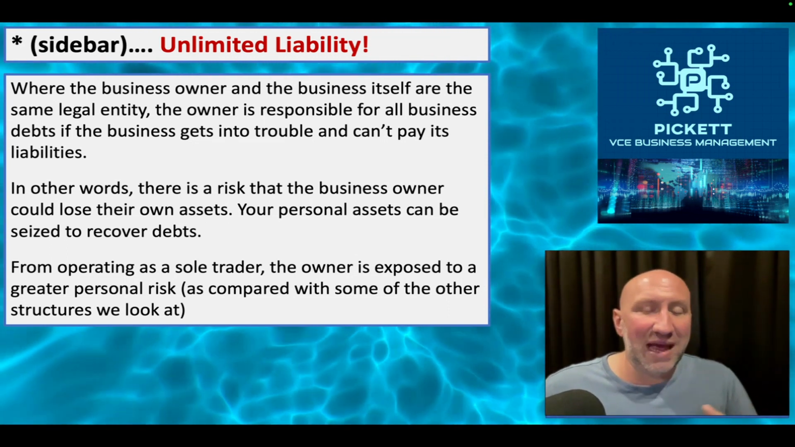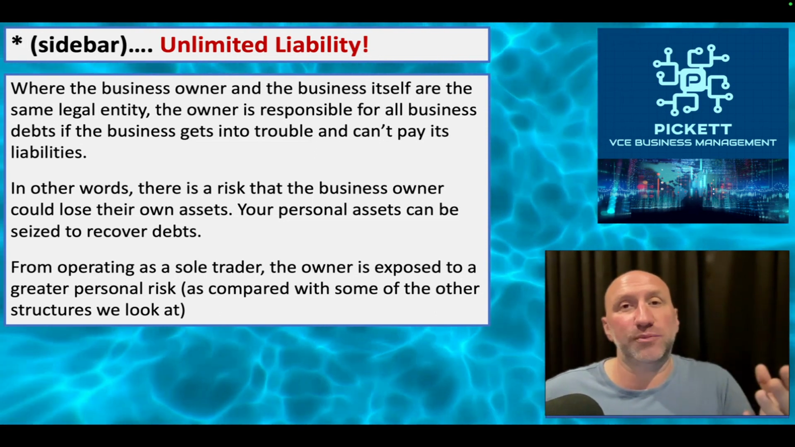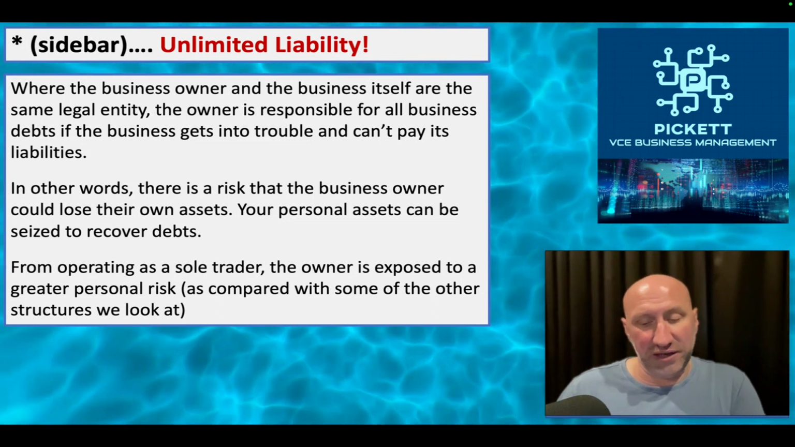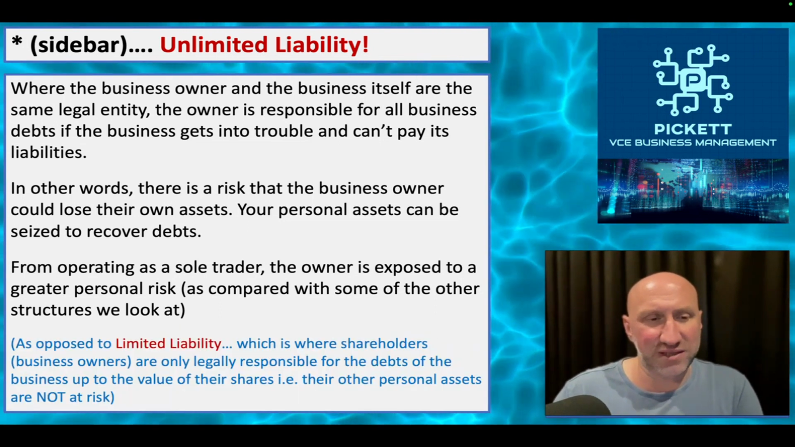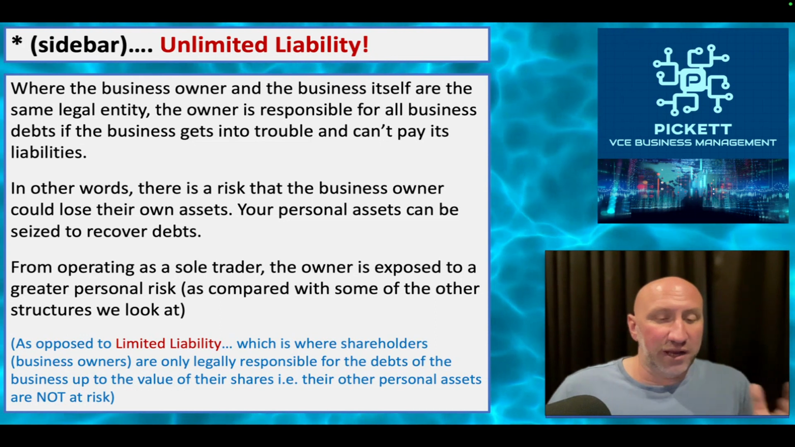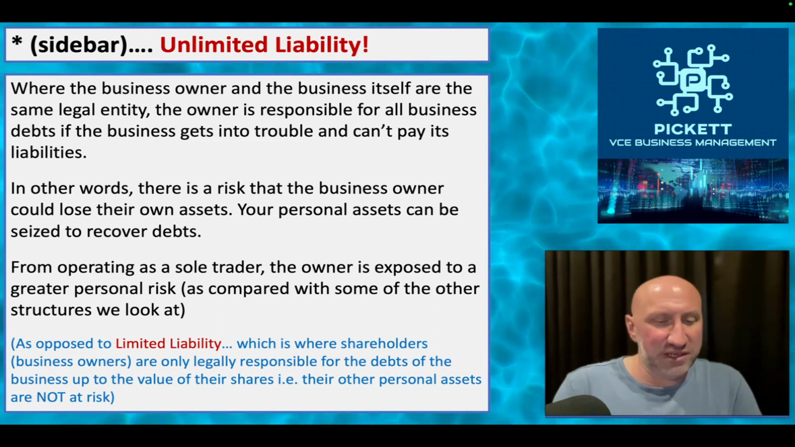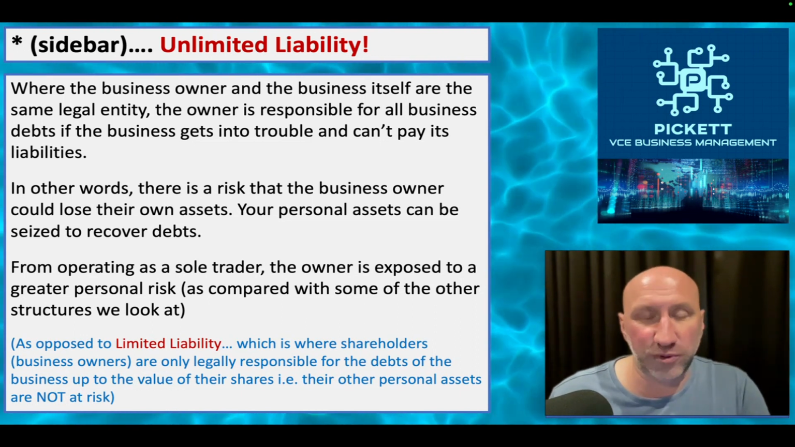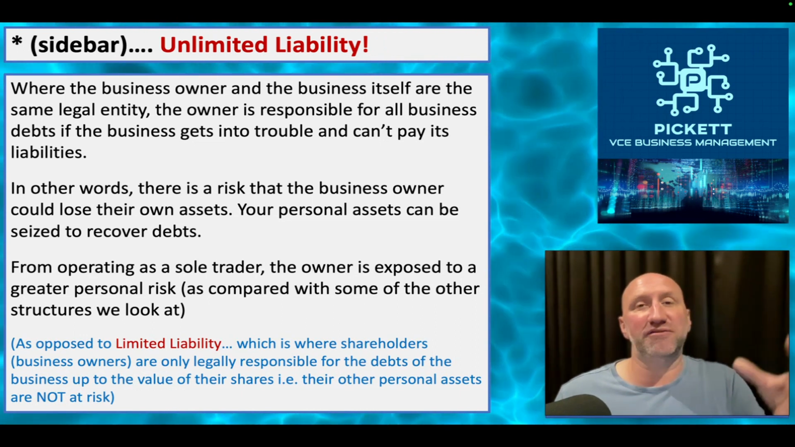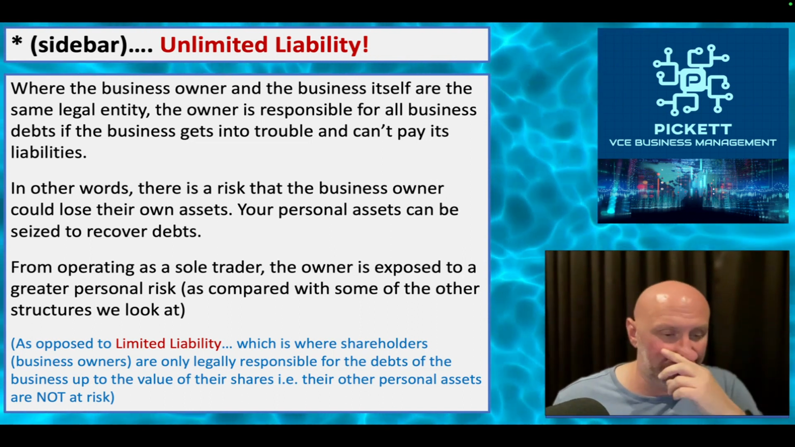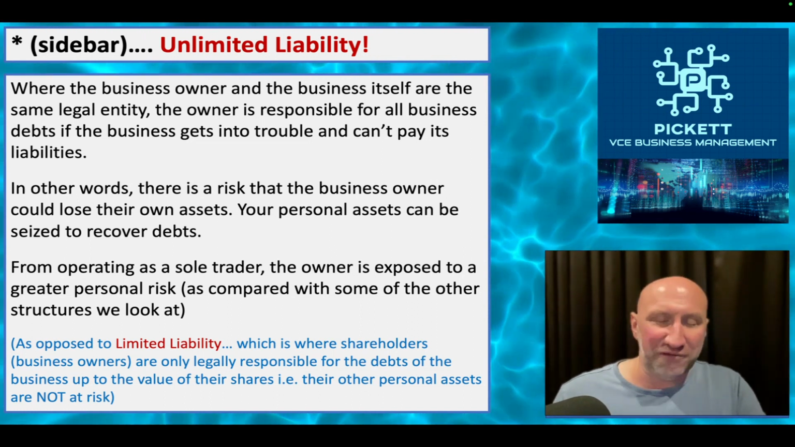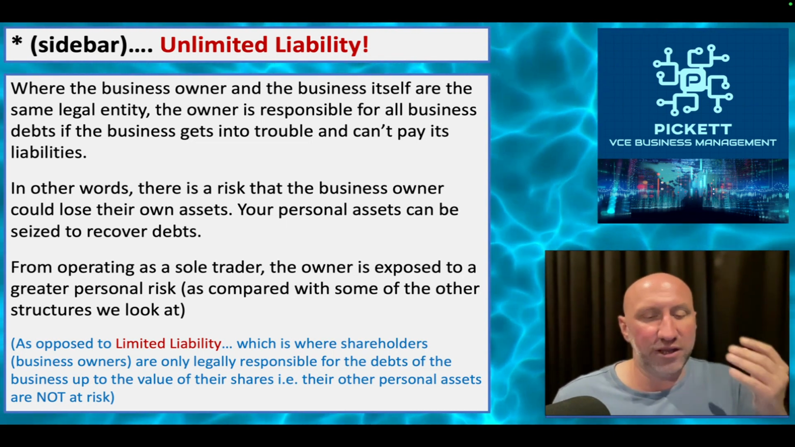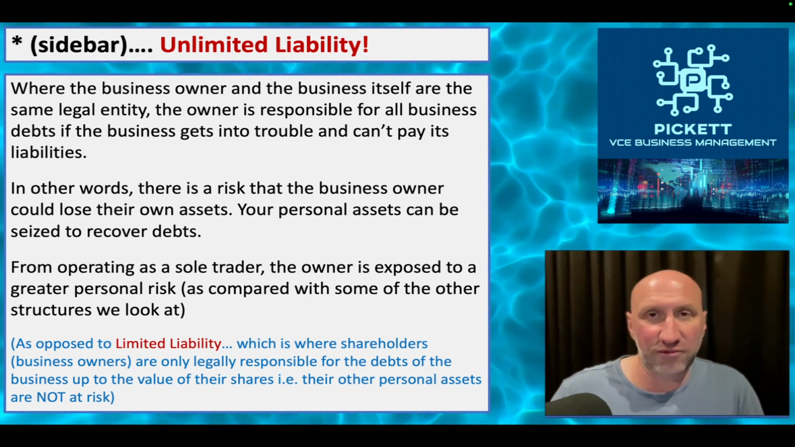So from operating as a sole trader, the owner is exposed to greater personal risk as compared with some of the other structures we'll look at in a little while. So hopefully that makes sense to you. Okay, so there's a little explanation of limited liability, where the shareholders, the business owners, are only legally responsible for the debts of the business up to the value of their shareholding. So in other words, if you have limited liability, which applies to some of the later business structures we'll look at, your personal assets are not at risk.